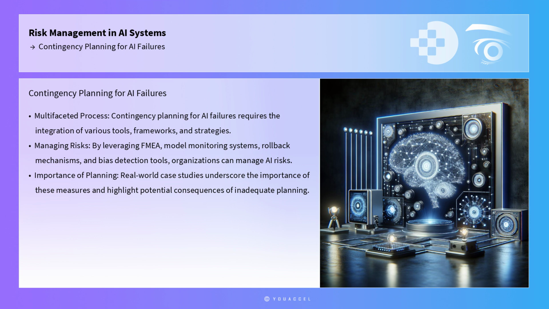In conclusion, contingency planning for AI failures is a multifaceted process that requires the integration of various tools, frameworks, and strategies. By leveraging FMEA, model monitoring systems, rollback mechanisms, incident response plans, and bias detection tools, organizations can proactively manage the risks associated with AI systems. Real-world case studies and examples underscore the importance of these measures and highlight the potential consequences of inadequate contingency planning. As AI technologies continue to evolve, professionals must remain vigilant and adaptable, continuously refining their contingency plans to address emerging challenges and ensure the ethical and responsible deployment of AI systems.